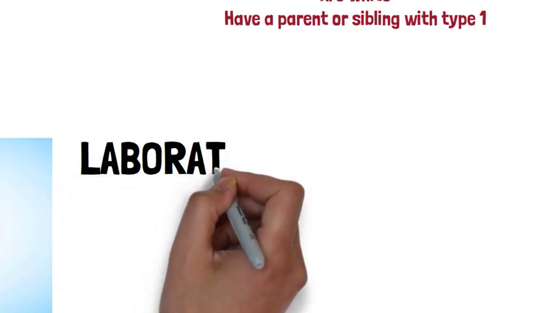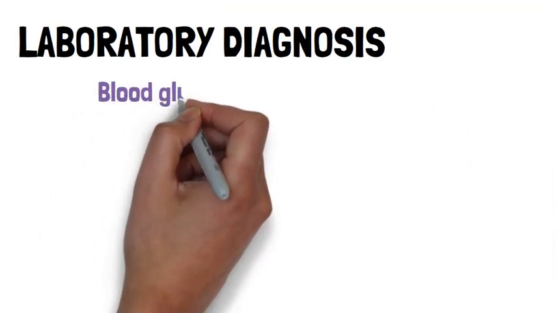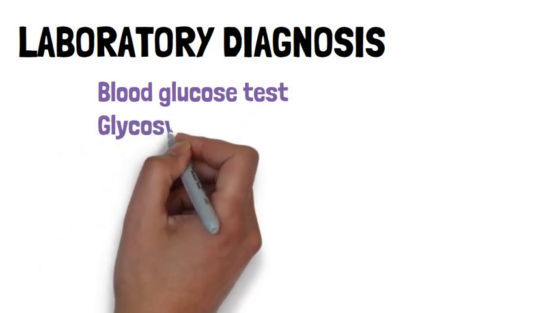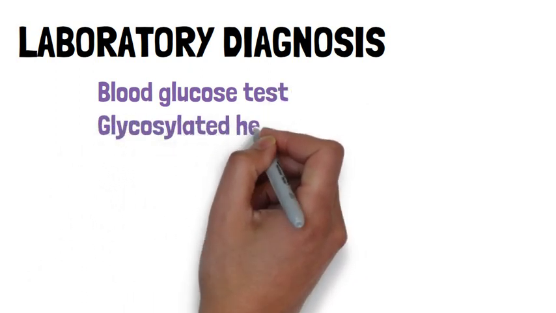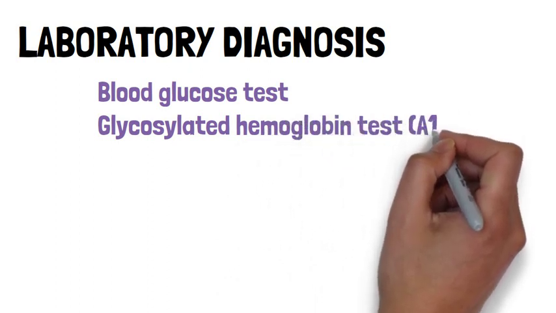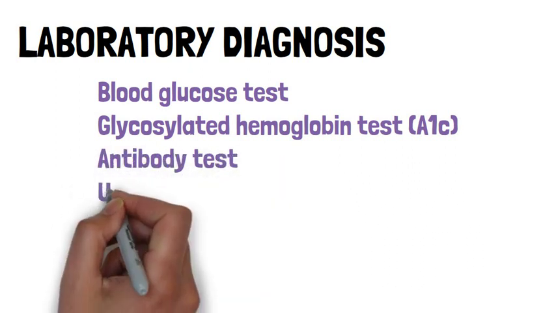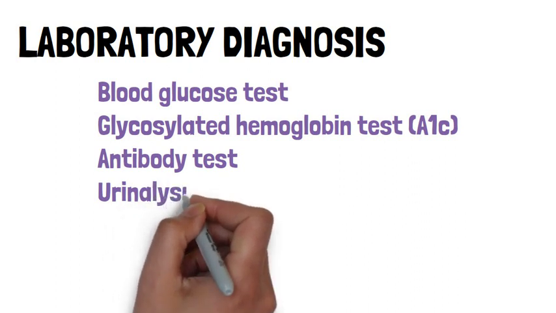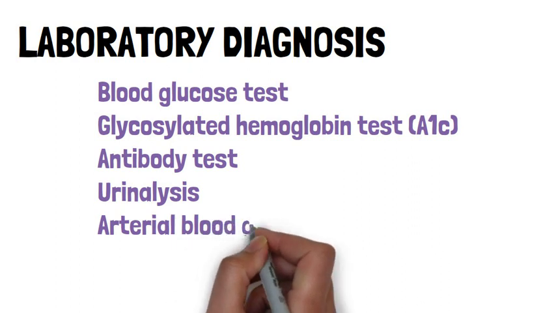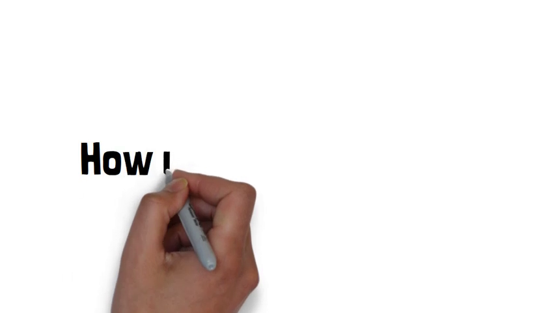Various laboratory diagnoses include the blood glucose test to detect glucose levels in your blood, such as random glucose levels, not fasting or after consuming any oral drink. Another is the glycosylated hemoglobin test, HbA1c, which can detect your last 3 months of glucose levels. Antibody tests such as ELISA, and urine analysis to detect ketones and glucose in urine. Arterial blood gases to detect oxygen and carbon dioxide levels in your blood.